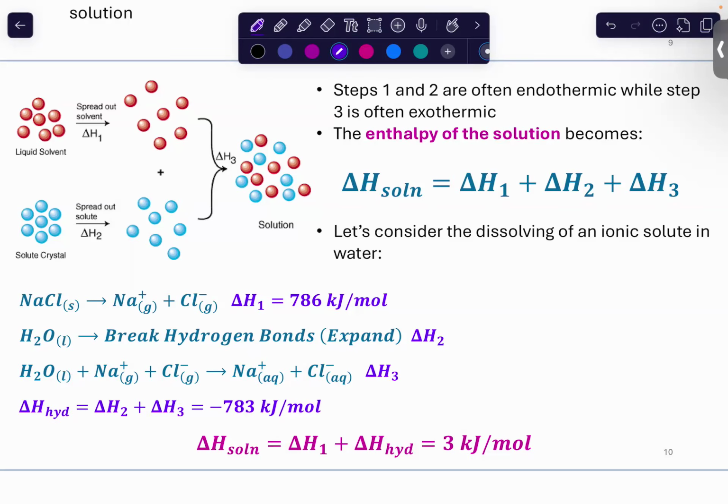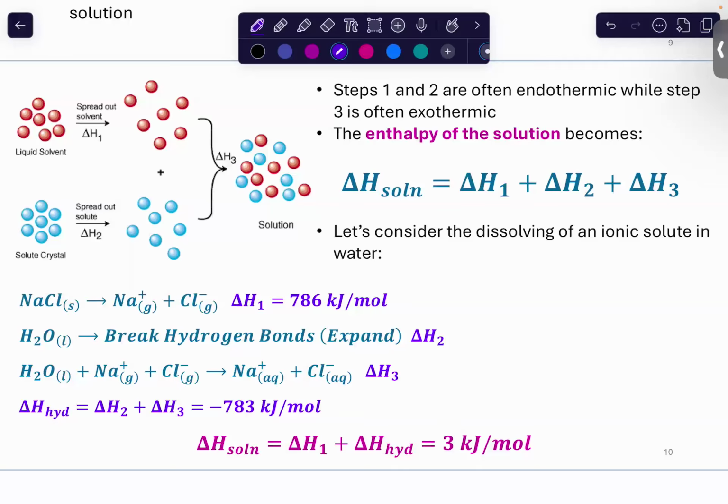Sometimes the 2 and the 3 are left out, and it's just called an overall enthalpy of hydration. So the enthalpy of hydration is really, you take your solute, split it apart, and then you just dump everything into the water, and the water is going to split, and then everything's going to mix. That's the hydration. So your overall enthalpy of hydration is a negative 783 kilojoules per mole.